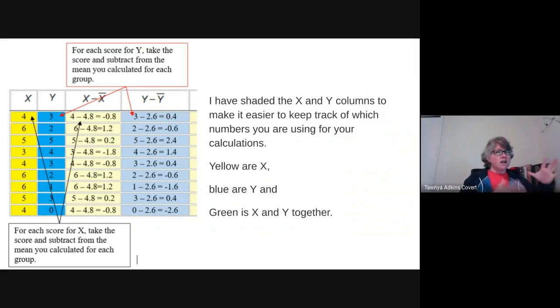And I've shaded the columns to make it easier as we follow along to know where each piece is coming from. So yellow columns are columns related to X. Blue columns are columns related to Y. And the green columns are when you have X and Y together, because green and yellow make blue. Wasn't that fun?